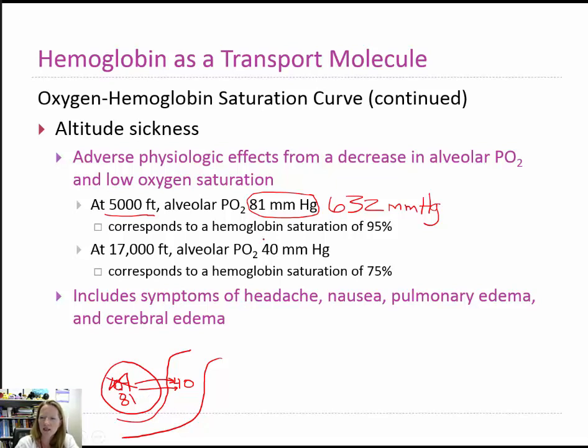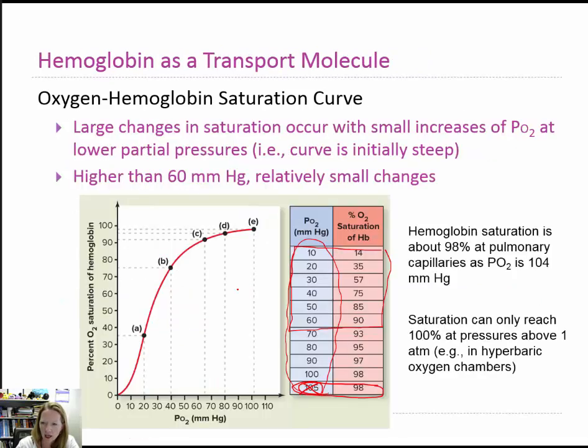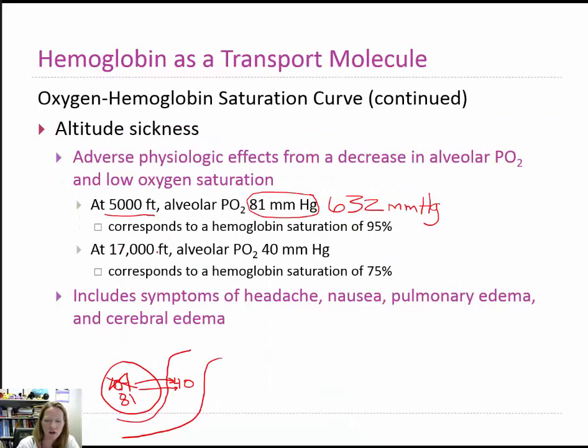So you're not going to have as many oxygen molecules that are going to want to go. But it's not a huge issue, because look, it corresponds to a hemoglobin saturation of 95. Where did I get that? Okay, 81, 95. That's not too bad, right? 95% hemoglobin saturation is not shabby at all. So really, there's usually not issues here.